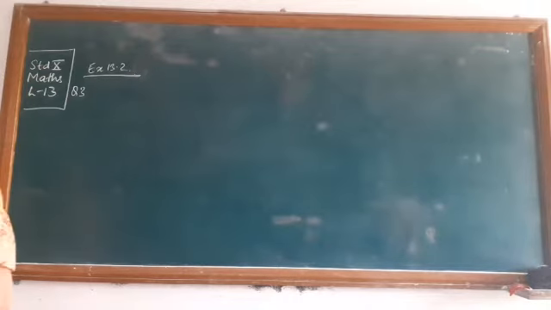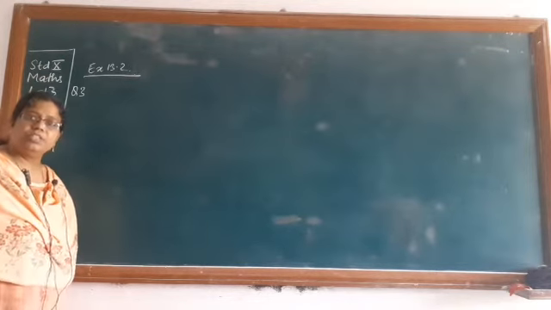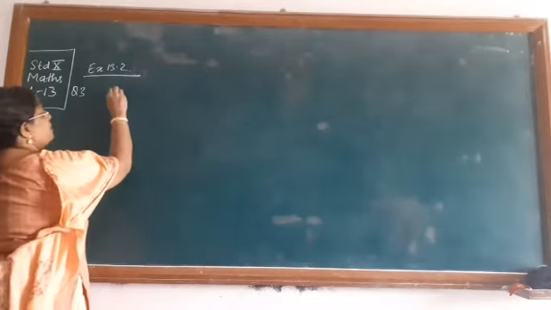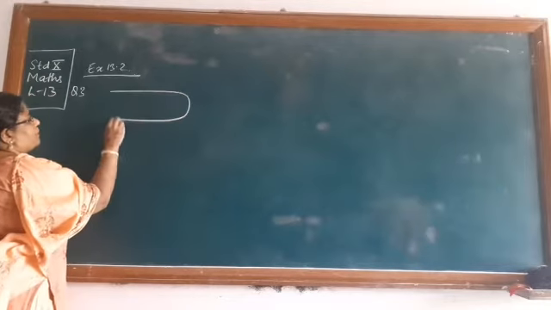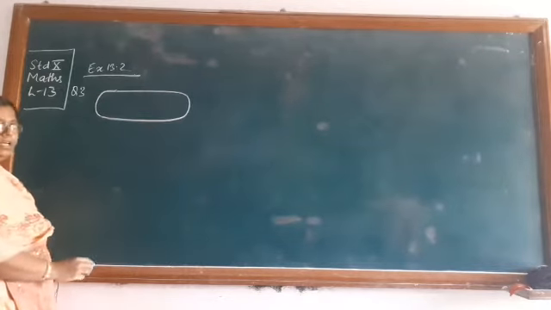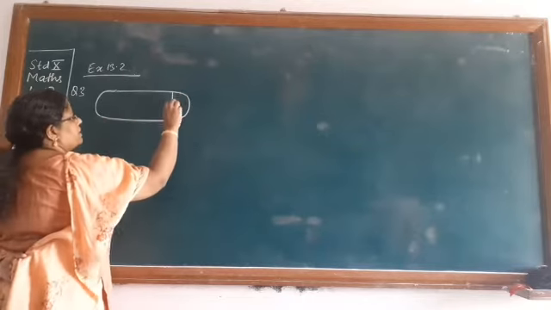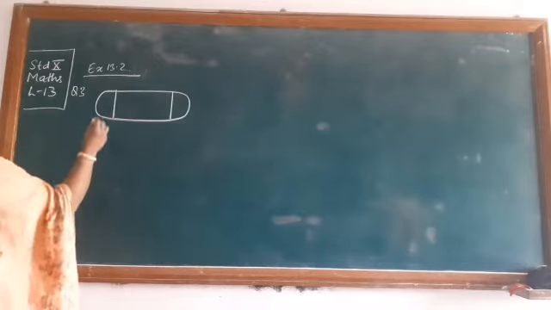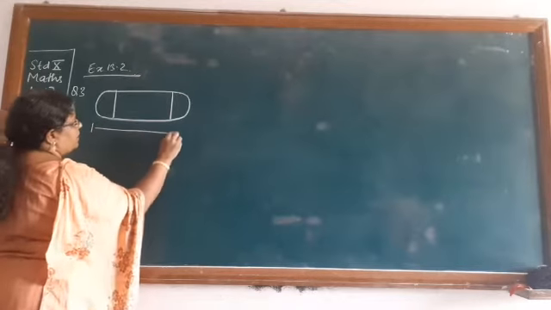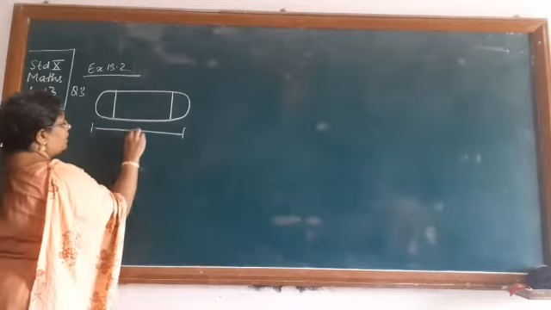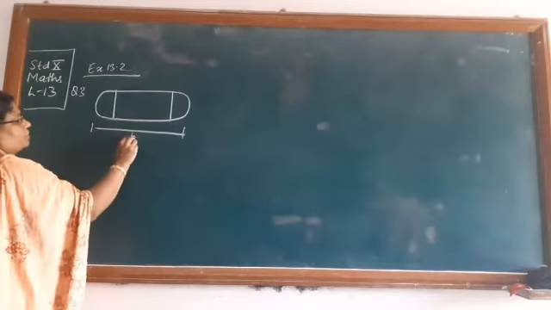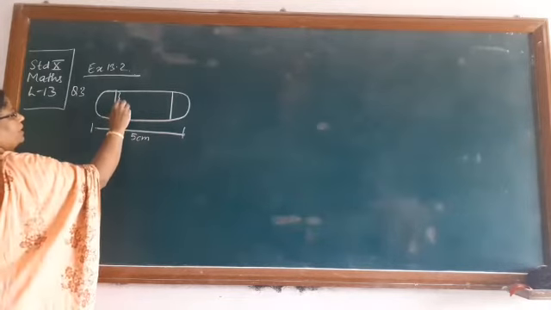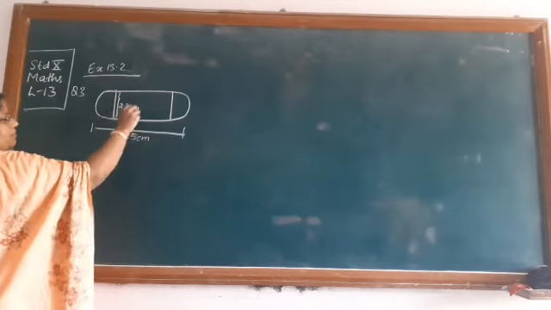So, you are asked to find the total amount of sugar syrup which is absorbed in 45 gulab jamuns. The gulab jamun is just like a cylindrical shape with hemispherical ends, like this. Followed all of you? Okay. The total height of the gulab jamun is given as 5 centimeter, and the diameter is given as 2.8 centimeter.